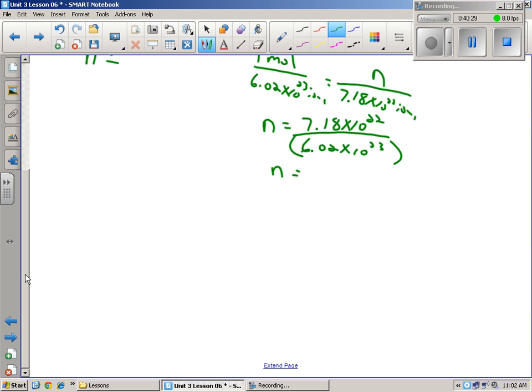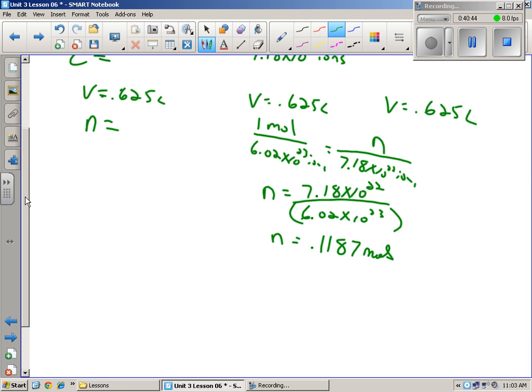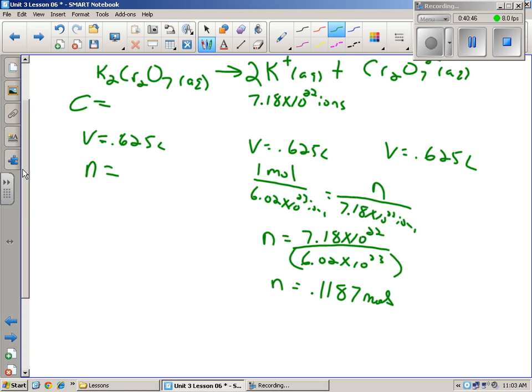And when you do that, you should get 0.1187 roughly moles. Okay? Once again, you don't want to round it. We're not done yet. Oh, sorry. I think I'm a little bit off there, aren't I? Sorry, I typed in the wrong thing here. Let's try that again here. My bad. Yeah, 0.119, sorry. 0.119 moles.